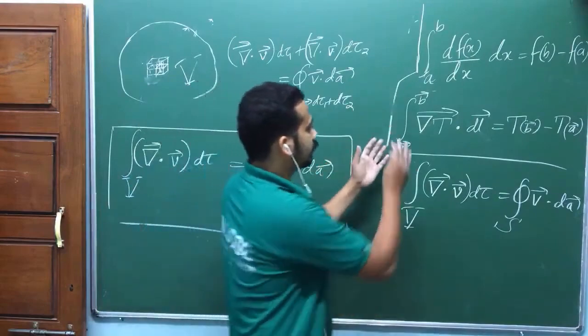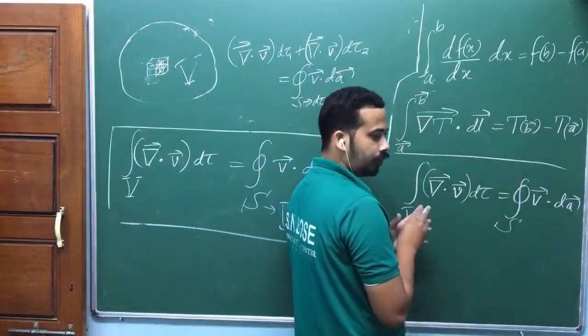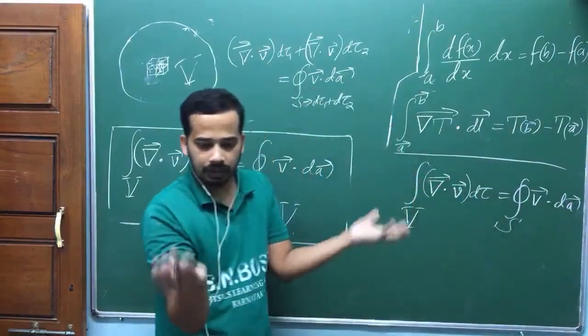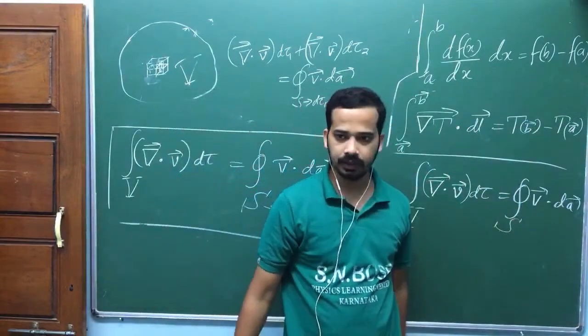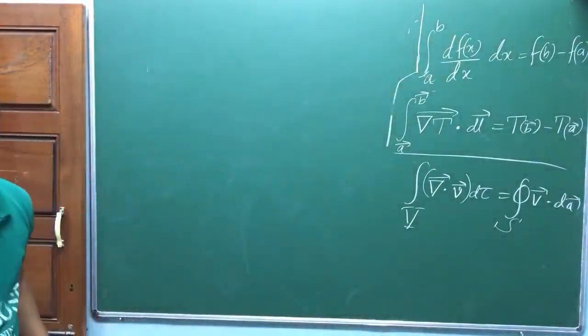Here it was a path, again the value of the function at the end point. Here it is a volume. What is the end point of a volume? That's a closed surface, okay? It's a surface integral.